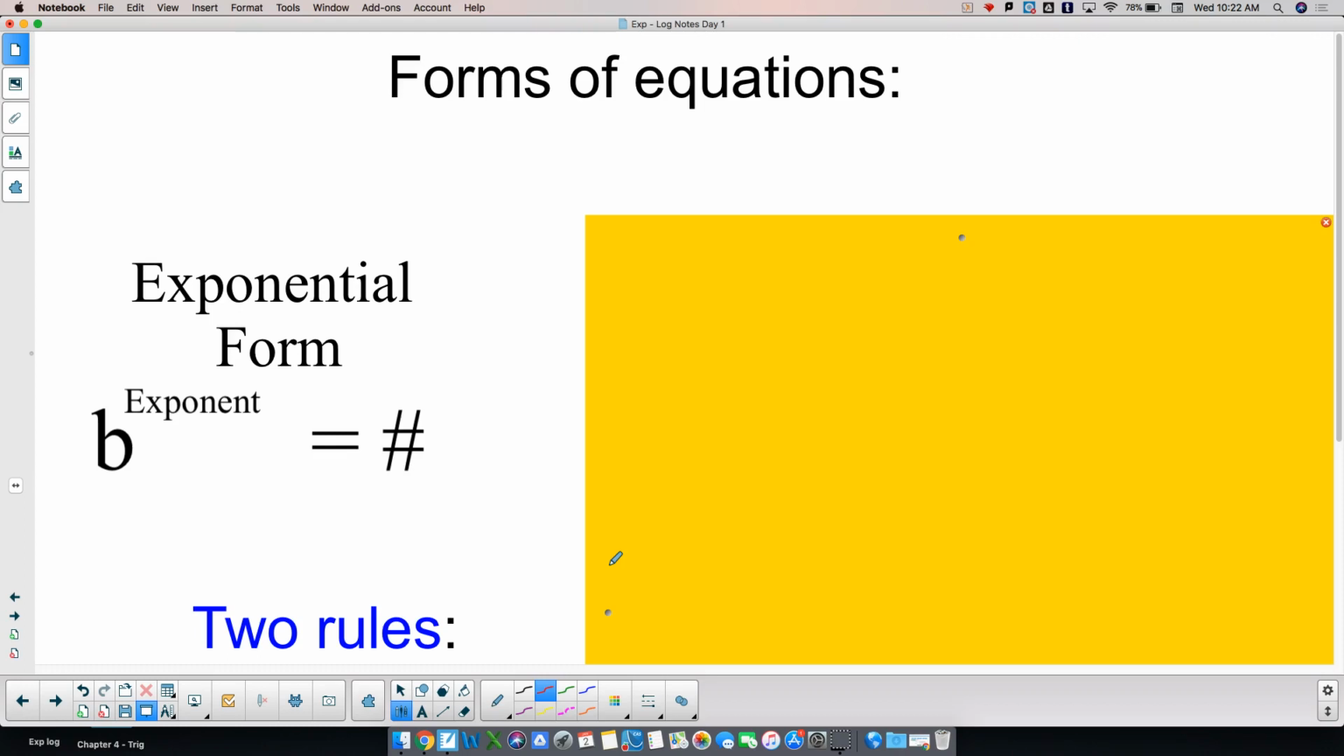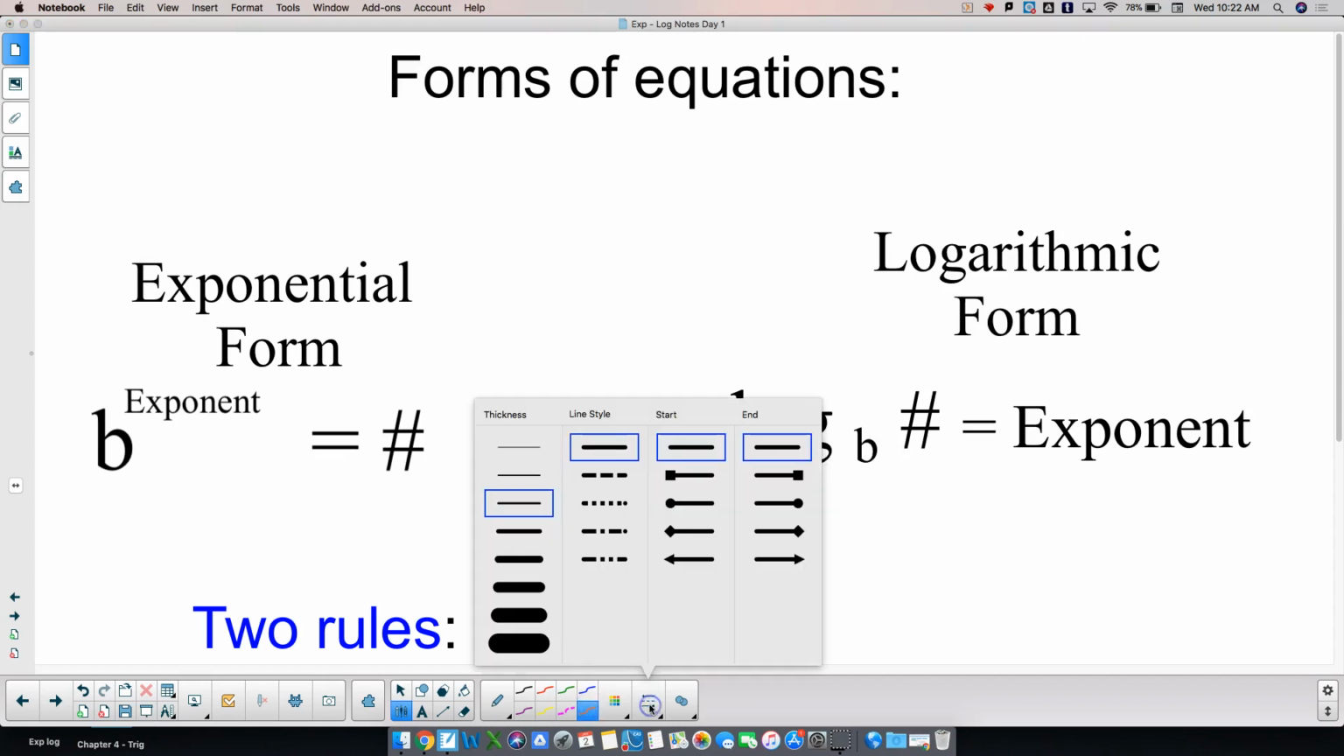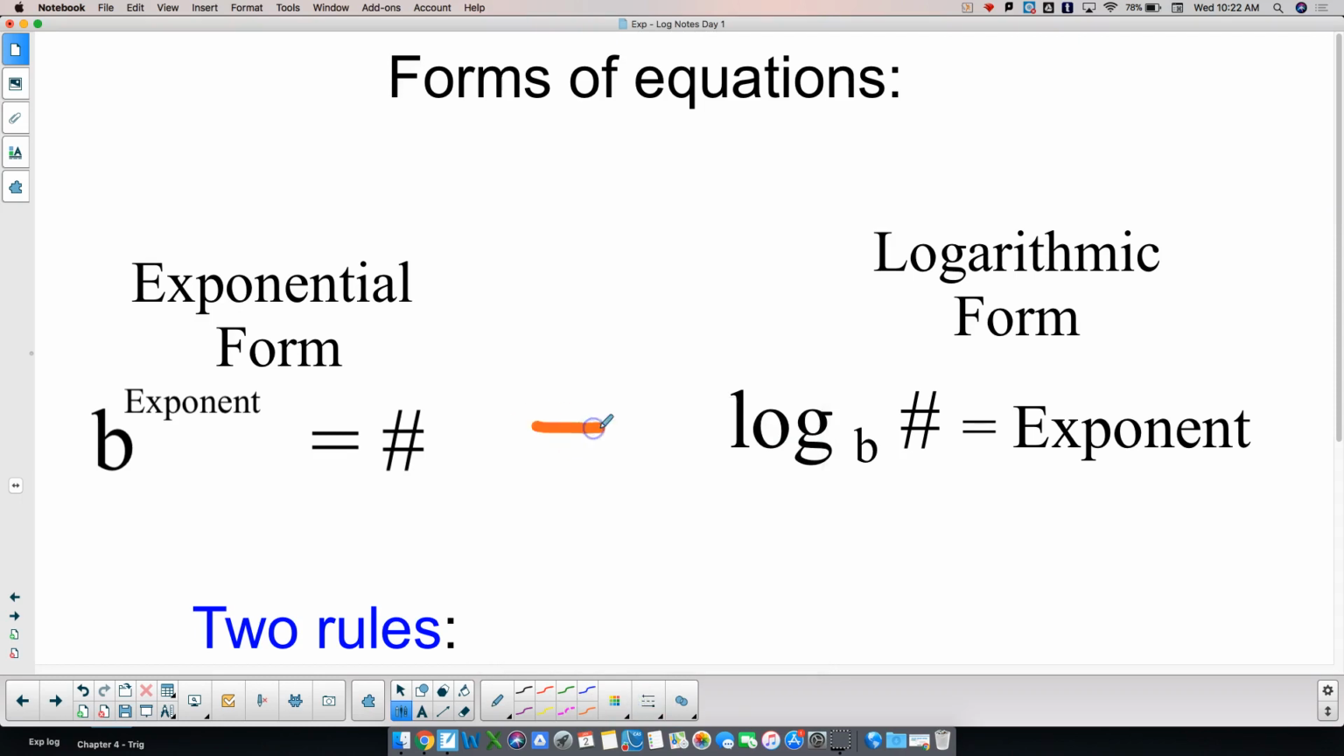You don't see the word log. That's why it's not logarithmic. You see an exponent, you don't see a log, it's exponential. You see a log, you don't see an exponent, that's logarithmic. So that's the exponential form. The logarithmic form of the exact same equation, so much so that they are equal in what they do, is log base b of the number equals the exponent.